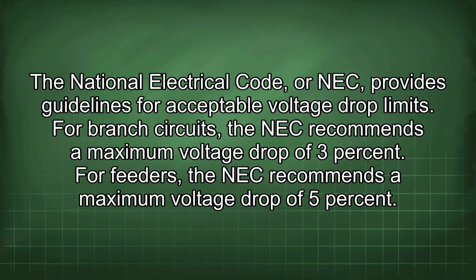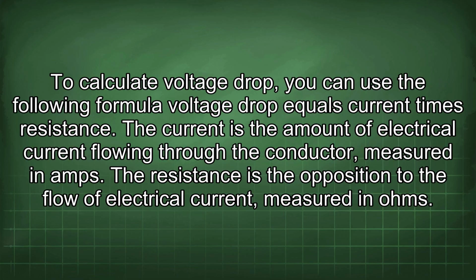For branch circuits, the NEC recommends a maximum voltage drop of 3%. For feeders, the NEC recommends a maximum voltage drop of 5%. To calculate voltage drop, you can use the following formula: voltage drop equals current times resistance. The current is the amount of electrical current flowing through the conductor, measured in amps. The resistance is the opposition to the flow of electrical current, measured in ohms.